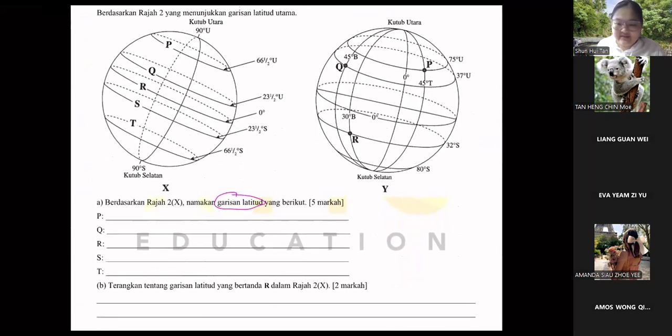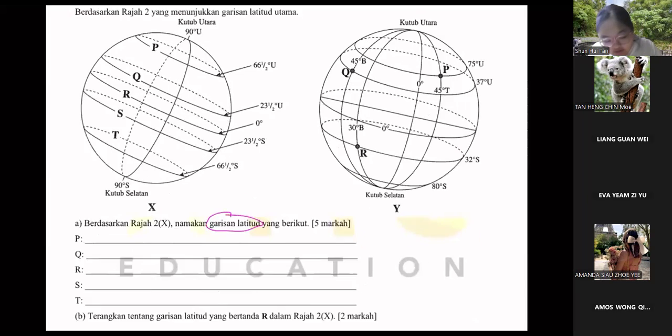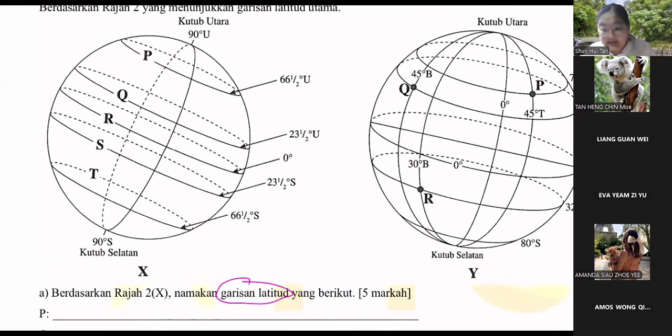All right. Here. This, yeah? Garisan latitud. So how many latitudes do we have? Five. Remember, the lines go like this. Your sequence goes like this: A, S, K, J, A. Okay, A, S, K, J, A.